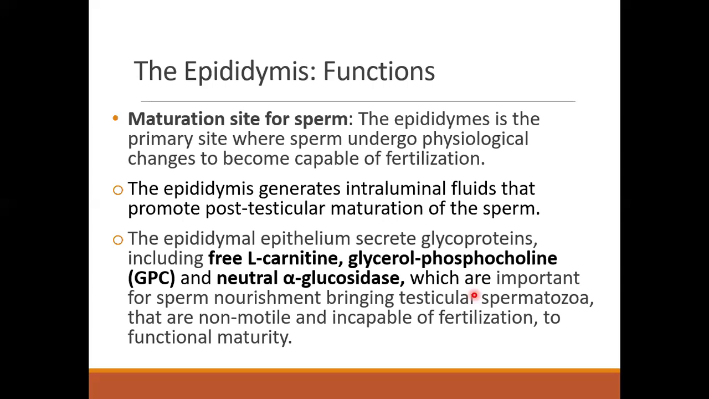So elsewhere in advanced places, if you have semen and there's a problem with maturation, they will test for, let's say, L-carnitine or neutral alpha glucosidase, something. So any of these parameters can be checked. If they check that and there's a problem with that, then it means that the problem is from the epididymis.